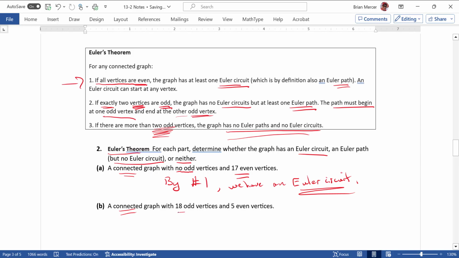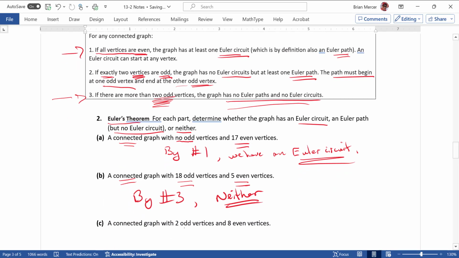If you have 18 odd and 5 even, well, if there's more than two odds, then you don't have either one. So this one's definitely neither, by number 3. You don't have an Euler path or an Euler circuit.